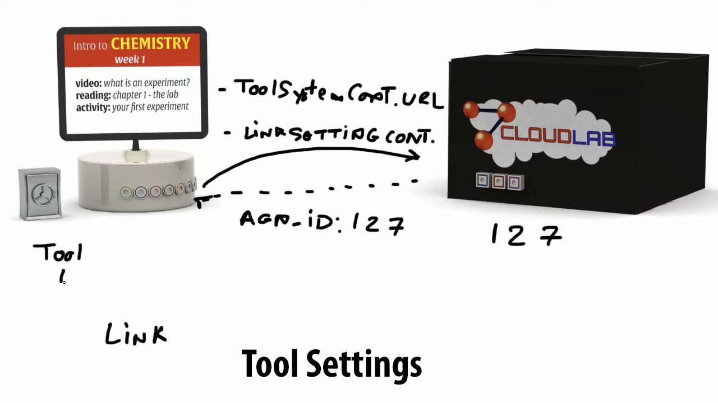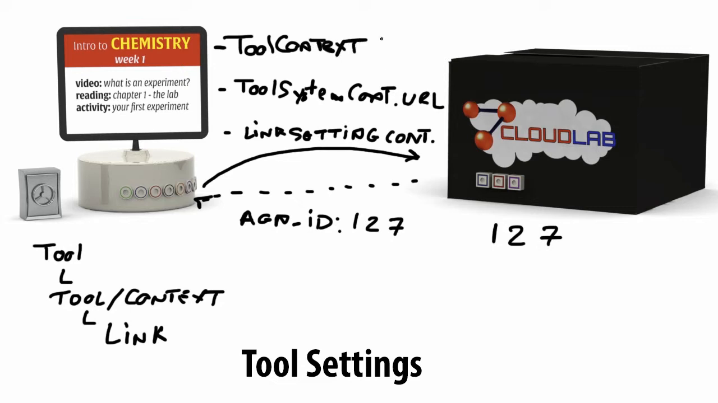And actually, there is an in-between value, which is a tool setting for the current context, for the current course. And there also you can put some parameters so that any links executed within that context will also contain that parameter. And for that you will have a third container, which is a tool context container URL.